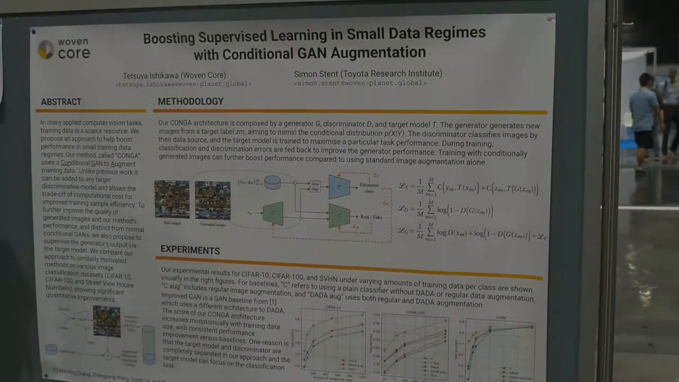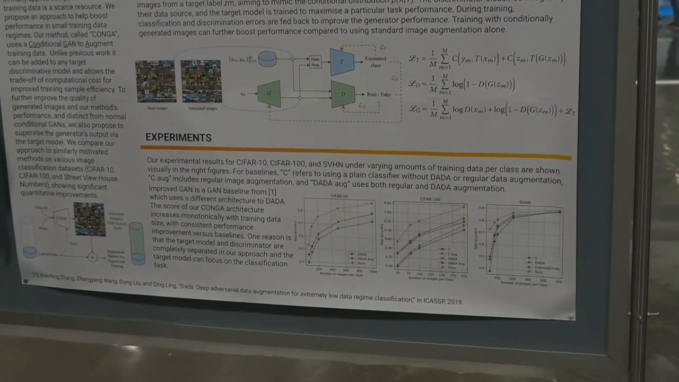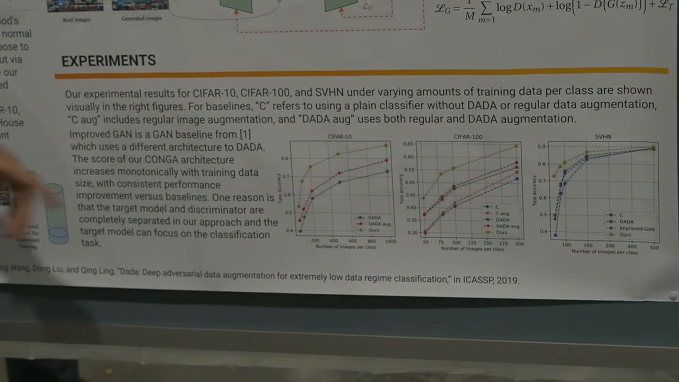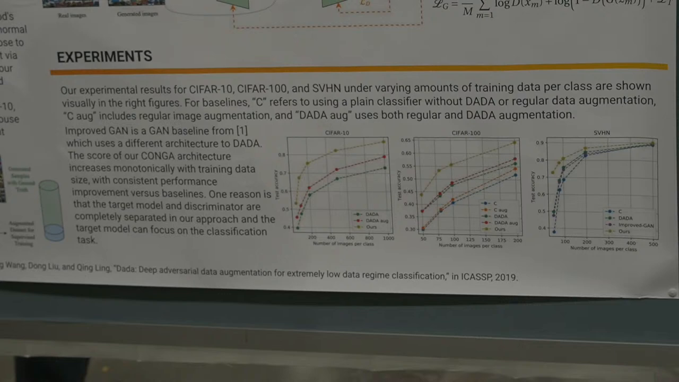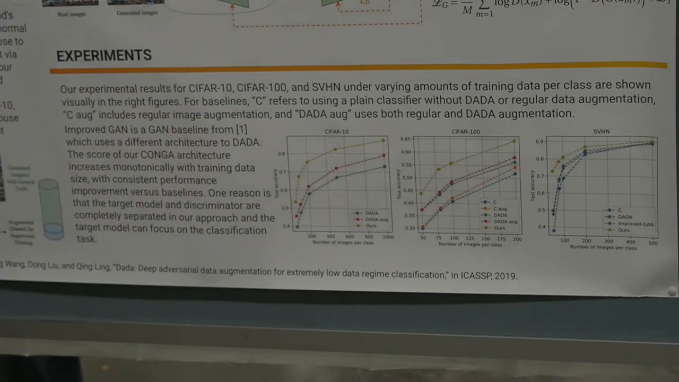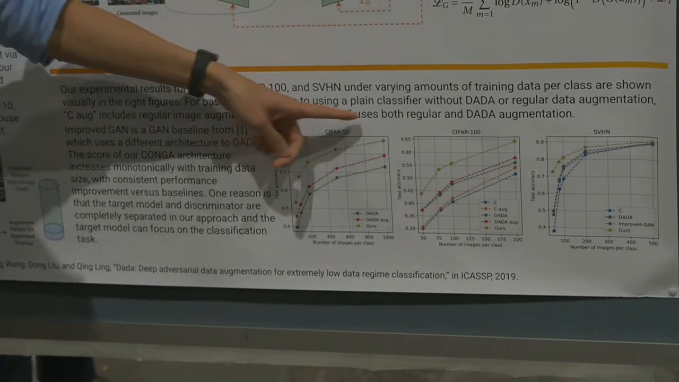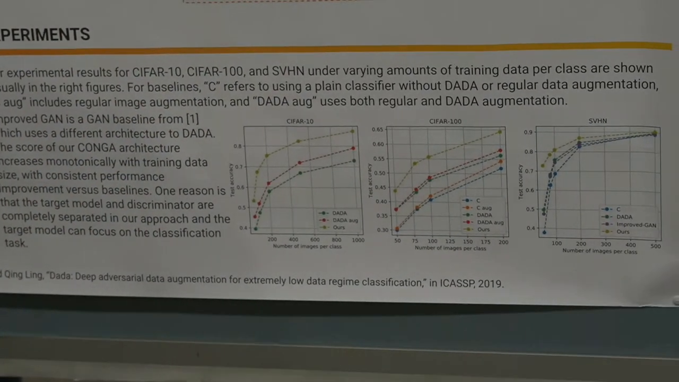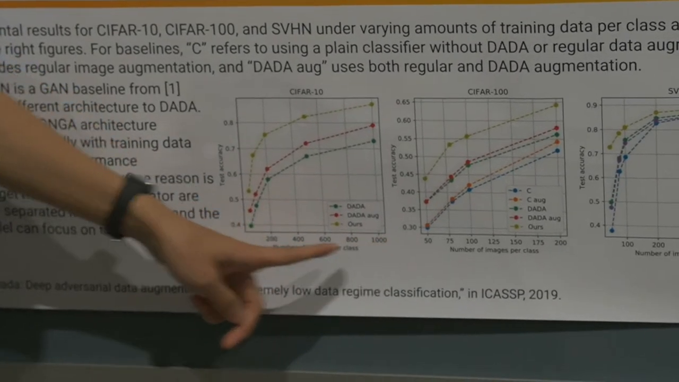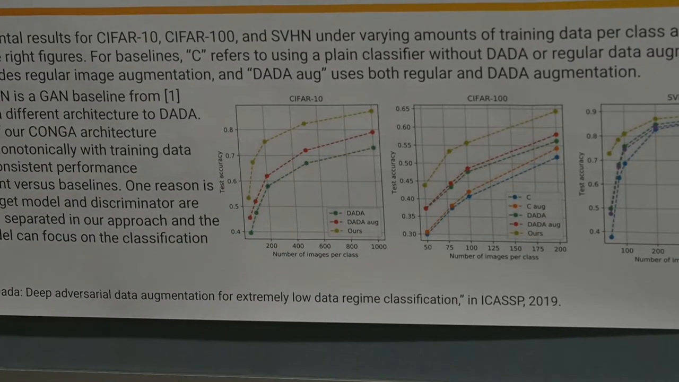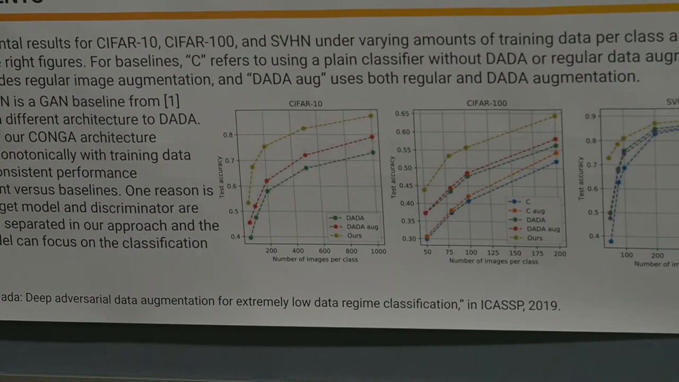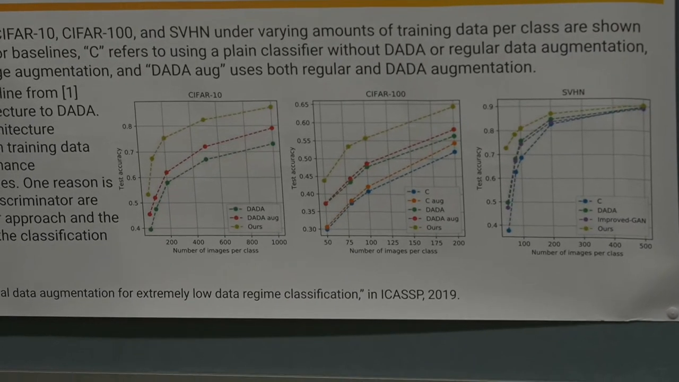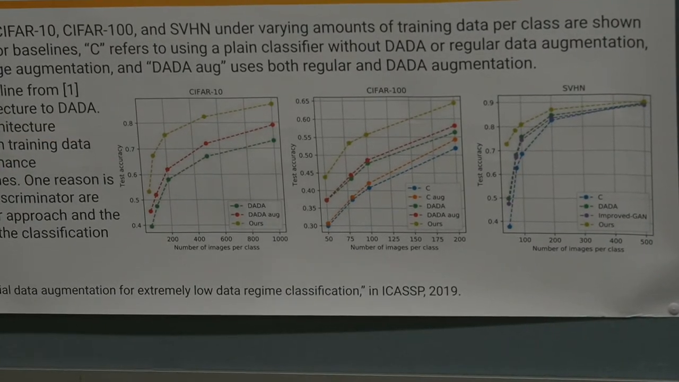Here is a numerical example of our architecture. This figure is the result on the CIFAR-10 dataset, a very famous classification dataset. The horizontal axis is the number of images per class, and the vertical axis is the classification accuracy. This yellow curve is the result of our architecture, and others are previous works. As you can see, the right end of this figure is 1,000 images per class, which corresponds to 20% of the original dataset. Our architecture shows not bad performance even if the dataset is reduced to 20%, and it also shows better performance than the previous works.